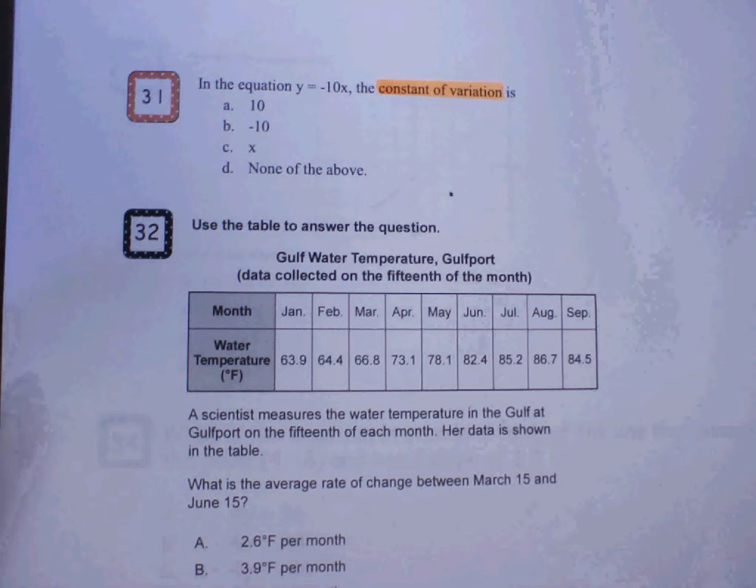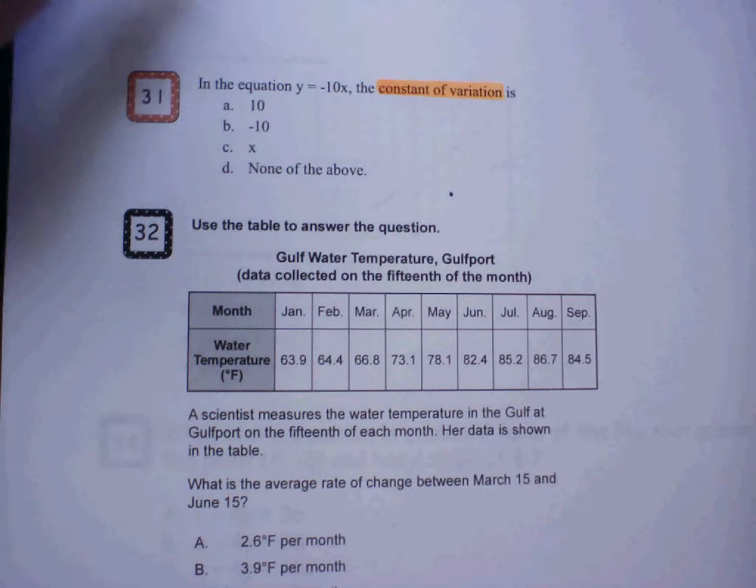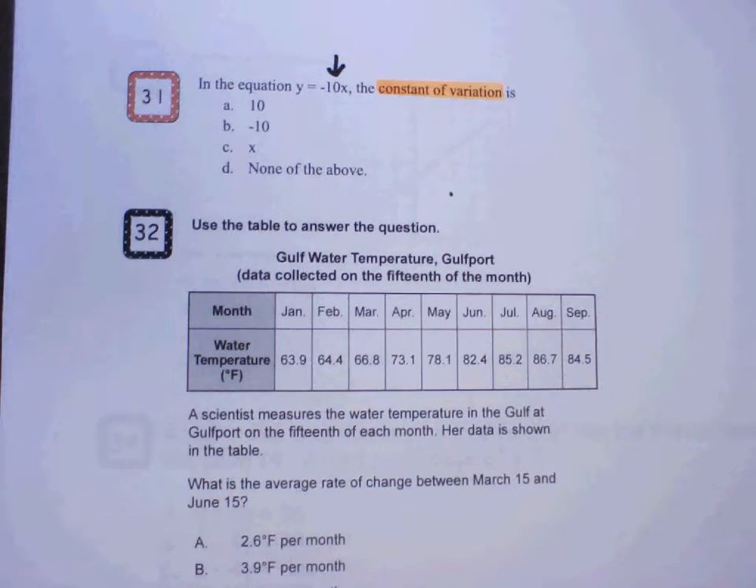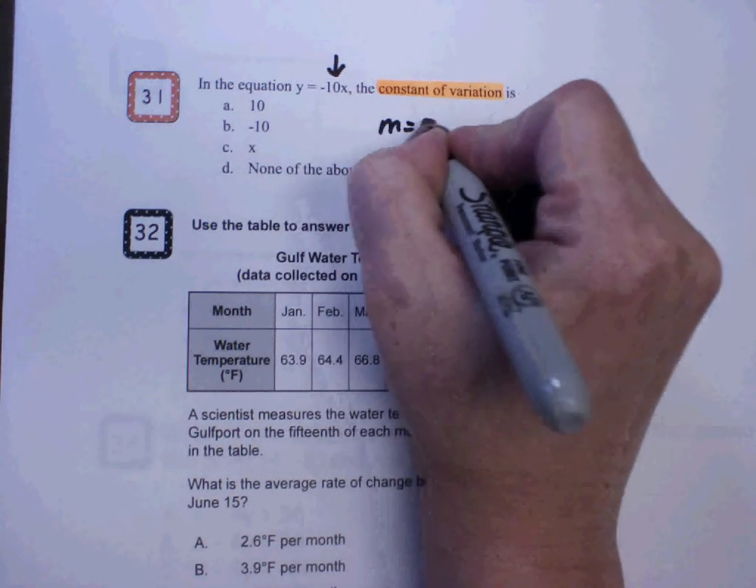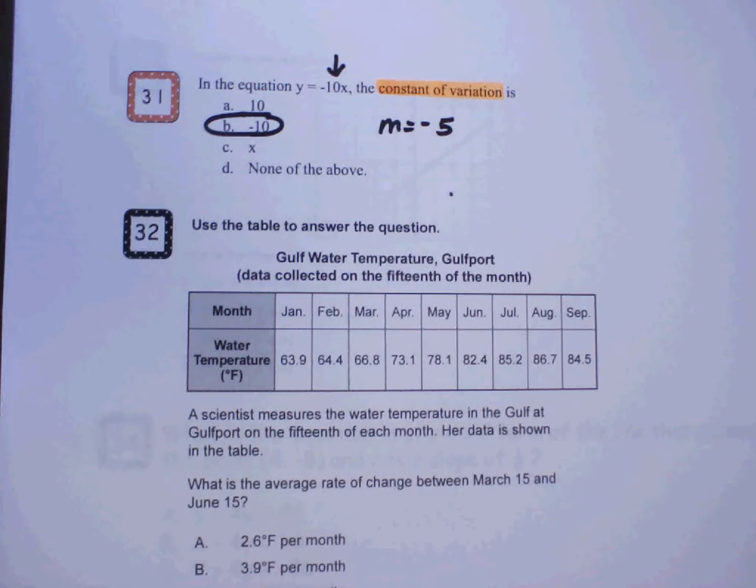Okay, what's constant? So what would it be? So what is the constant rate in that equation? Negative 10. It's only asking you to do the slope. That's all it's asking you to do. What's the slope? Negative 10. So the correct answer is B.